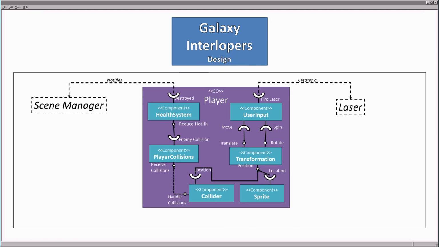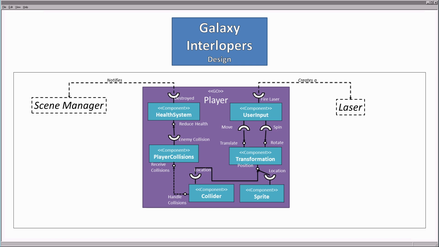Putting it together, we can see the design for the player. From the user input, we can move and spin the player, which is handled by the translate and rotate functions provided by the transformation component. The sprite is drawn at the location provided by the transformation component, and the collider also uses the same position for its location. The collider's messages are processed by the player collision component, which handles some of the collision by using the provided reduce health function in the health system.